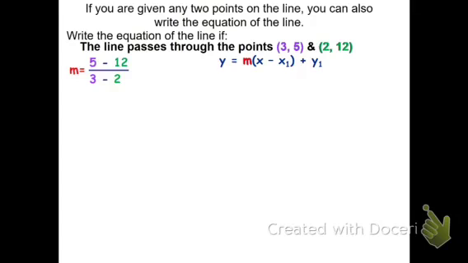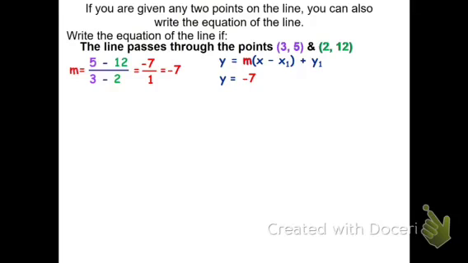Now simplifying this fraction, we're going to see that 5 minus 12 is going to be negative 7, whereas on the bottom, we get 3 minus 2, which is positive 1. Simplifying one more time, negative 7 divided by 1 gives us a slope of negative 7. And we can substitute that value in. Now as far as which point we pick, it could be either one. We could pick either the (3, 5) or the (2, 12).